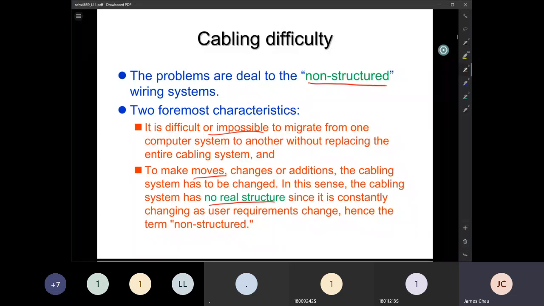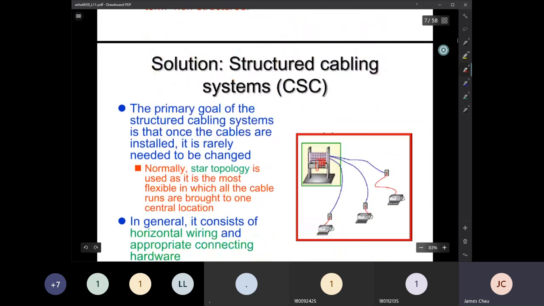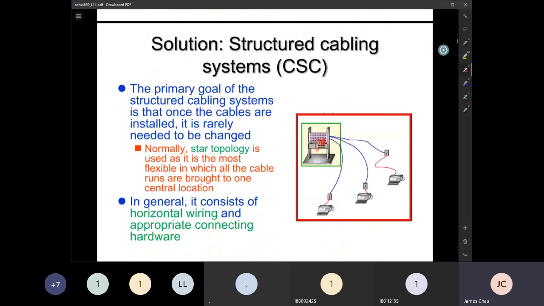Therefore, if you are constantly changing your user requirements, then you had better use a structured cable. Otherwise, you may suffer from the non-structured cable, by replacing the cable or breaking down the cable in order to install the new system. Therefore, we told you we have the solution. It is the structured cabling system.